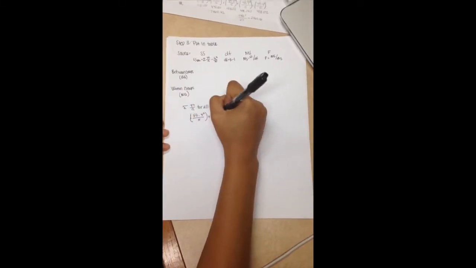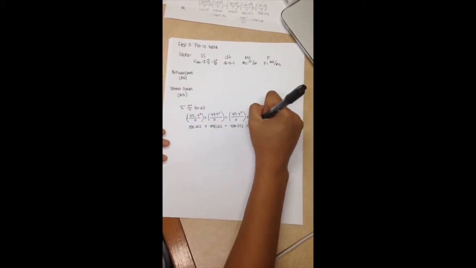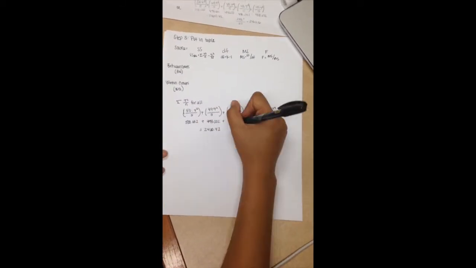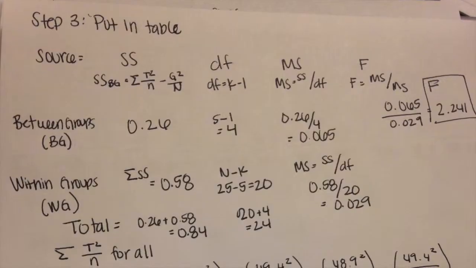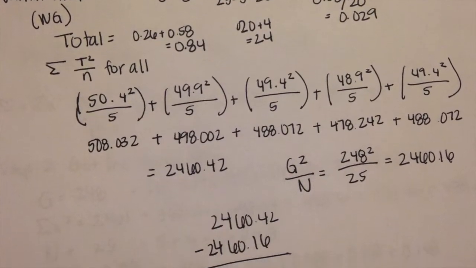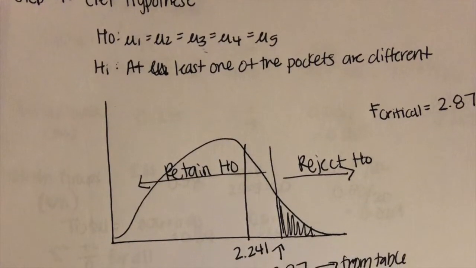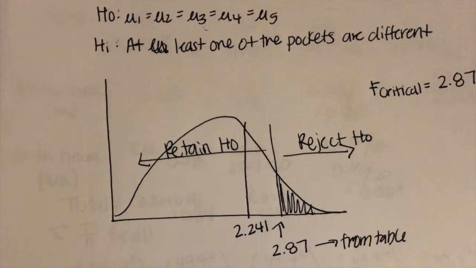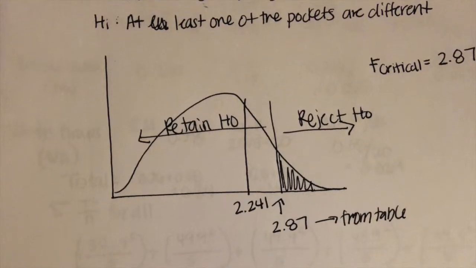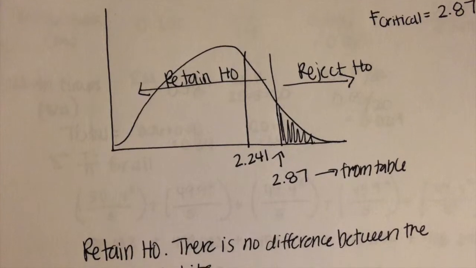Finally, we've made it to phase 3 of this problem, and what we've done is we've included the formulas for each part of the ANOVA table, and we're actually filling in the table. We're doing the between groups, within groups, and the total stuff. When we compare our F value from our ANOVA table, which was 2.241, to the value from the F table, 2.87, we can either decide whether we're going to reject or retain the null hypothesis.